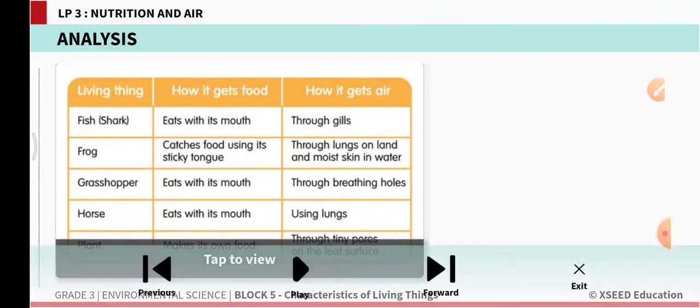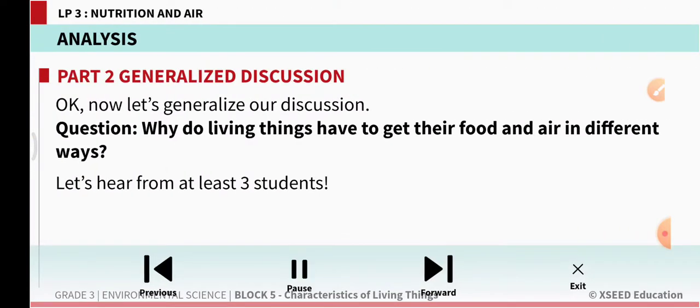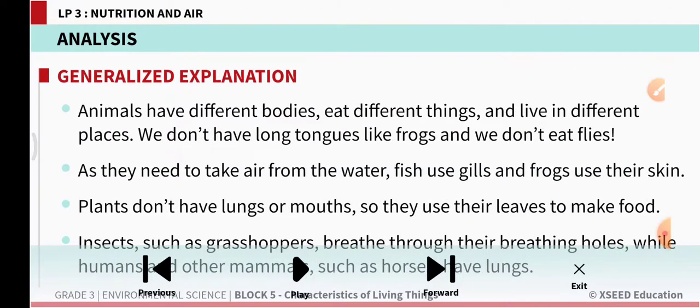Now let's move ahead. Why do living things have to get their food and air in different ways? We have observed that the plant's way of getting food is different. Frog, its way of getting food is different, right? So why do living things get their food and air in different ways? Let us go ahead to find out why they are different. Let's learn.